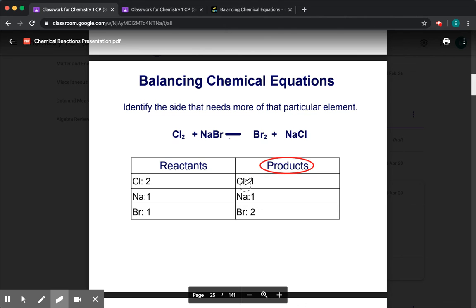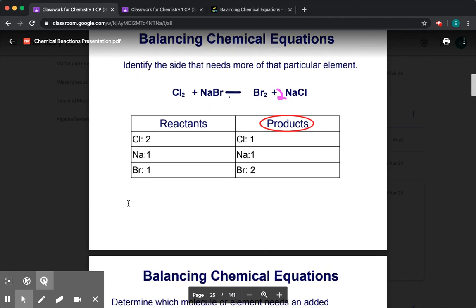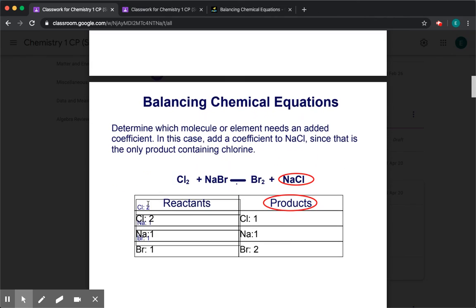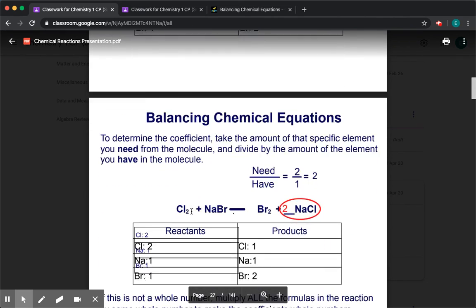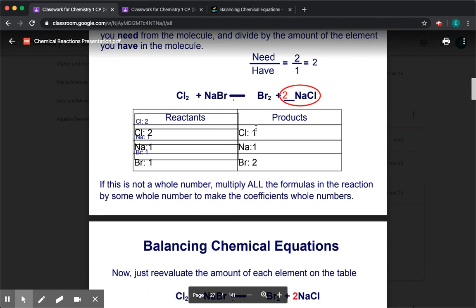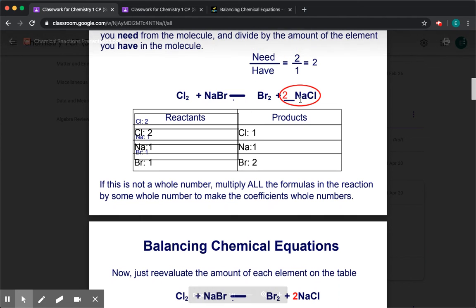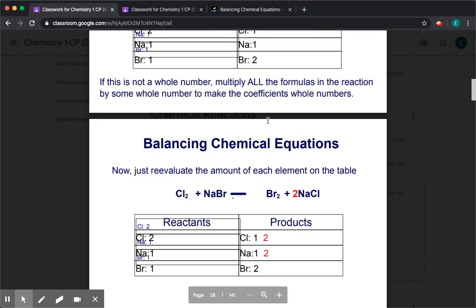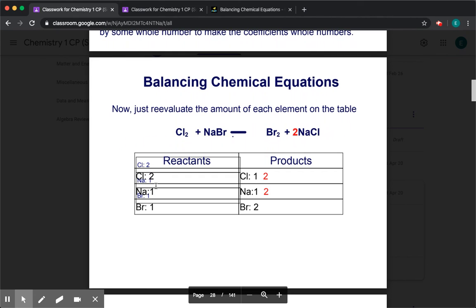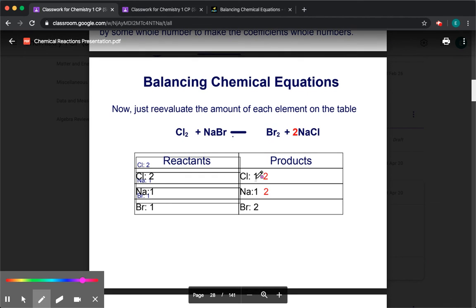So if we want a second chlorine, what do we need to do? We need to put a 2 here. And what happens when we do that? Let's scroll down and find out. Okay, going. Boom. So they add a second sodium chloride. And when you do that, now you have 2 of everything on the right side. Now everything becomes 2, 2, 2. Okay, now we have 2 of everything.